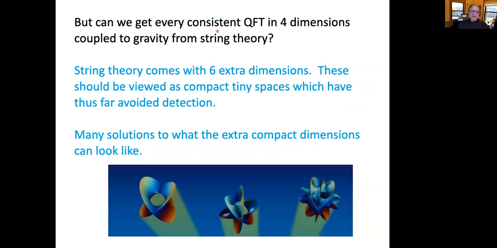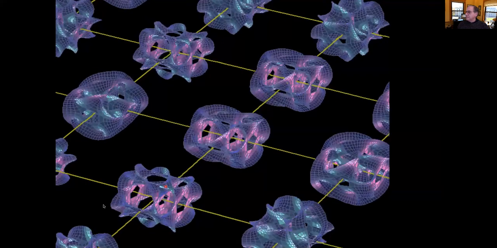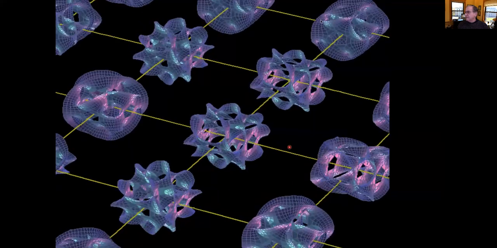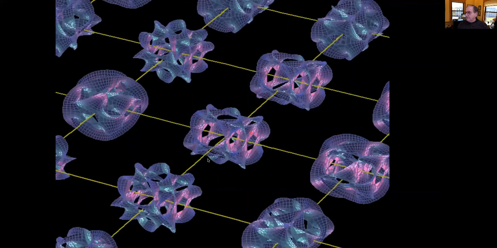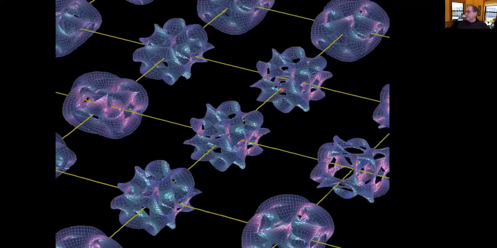But can we get every consistent quantum field theory in four dimensions, coupled to gravity, from string theory? Well, string theory comes with six extra dimensions, and these dimensions should be viewed as compact tiny spaces, which have thus far avoided detection. So many solutions exist to what these extra six dimensions look like, based on finding solutions to string theory. Here is a caricature of them. You can think about the extended space, the space we live in, as this yellow grid I've drawn here, and the tiny compact space at each point being the same.